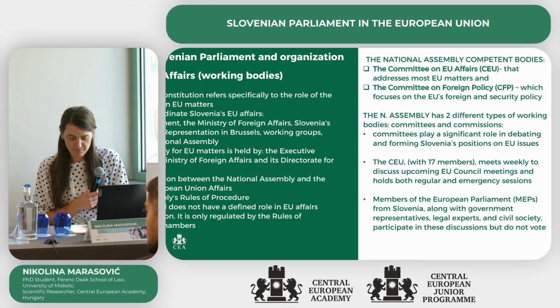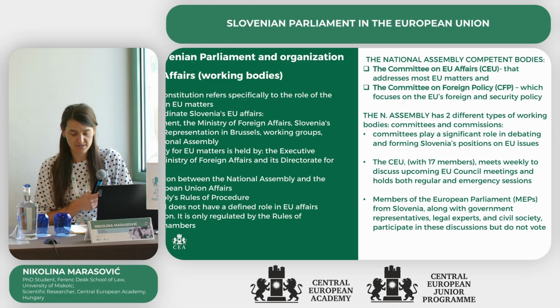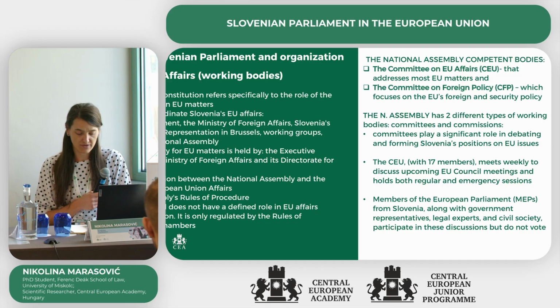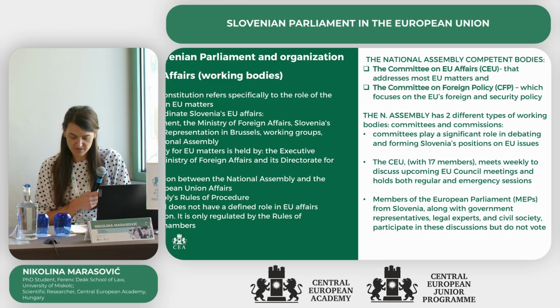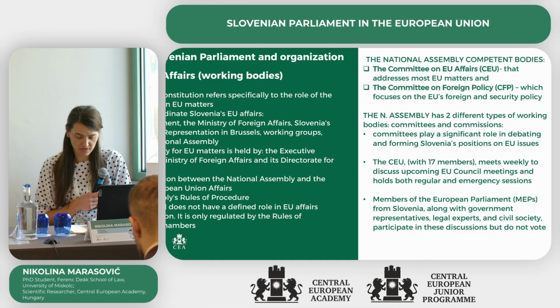So actually, the National Assembly has two different types of working bodies. It has committees and commissions. The committees generally correspond to the ministries' areas of responsibility or cover several interrelated areas. So both of these committees are among the other 30 committees and two subcommittees, but they are the only ones that are formally mentioned in the rules of procedure. And 6 standing commissions are mentioned in the rules of procedure. Others can be set up ad hoc or for special inquiries.